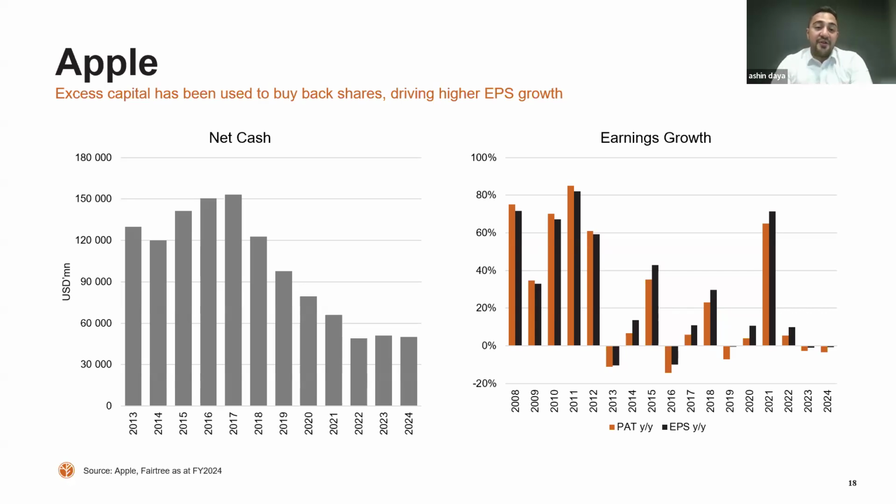And then what you see on the graph on the right is, the orange bar is group profit growth, and the black bar is earnings per share growth. As Apple has bought back shares, your EPS denominator has declined, which has driven EPS growth higher than group profit growth. This has been an incremental tailwind to Apple's share price and Apple's EPS in particular. So as Apple starts to use up this cash balance, that becomes less of an incremental tailwind for shareholders, and that's something to watch going forward as well.